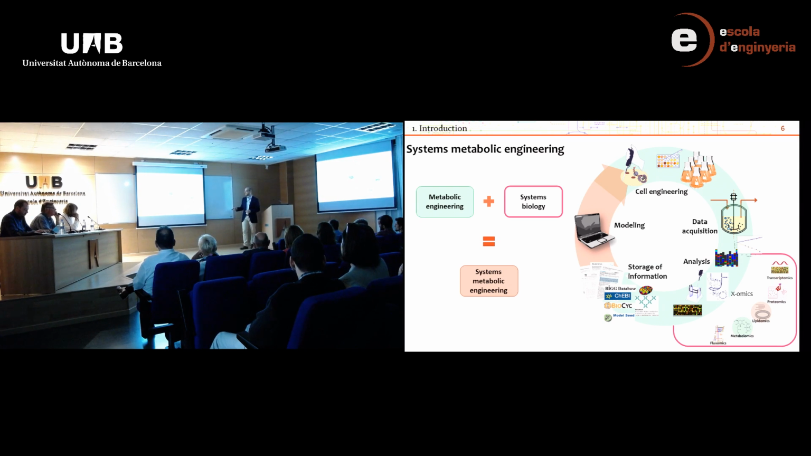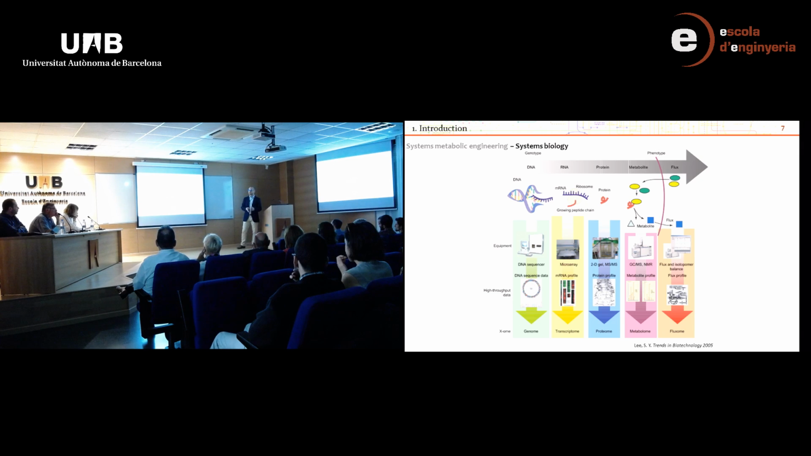All this generated data can be integrated into models to close the systems metabolic engineering cycle and then predict new targets for strain improvement. So, as I said, systems metabolic engineering is closely related with systems biology. That is the discipline that tries to describe biological systems as a sum of multiple layers from genomics, or from the genotype, up to the phenotype. Each one of these layers can be characterized by a specific set of omic tools.